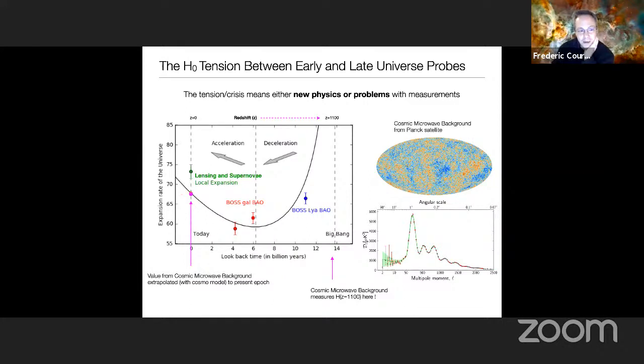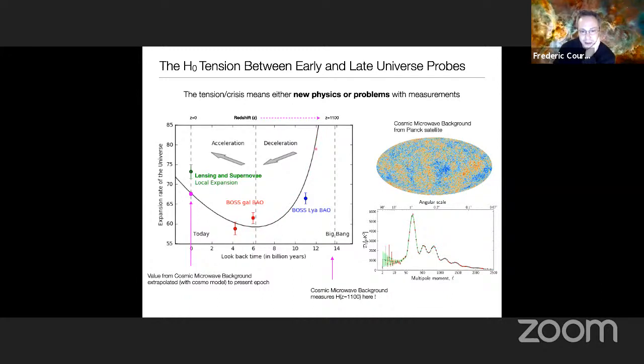So now, of course, if the green point here, the local point, is correct, and if the black curve is correct, then the purple point and the green one should superpose. Otherwise, it means either that the green point is wrong, or the pink point is wrong, or the curve is wrong.